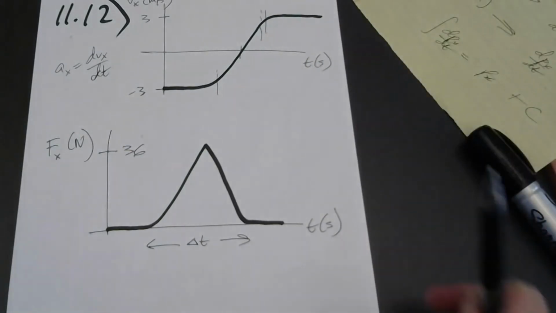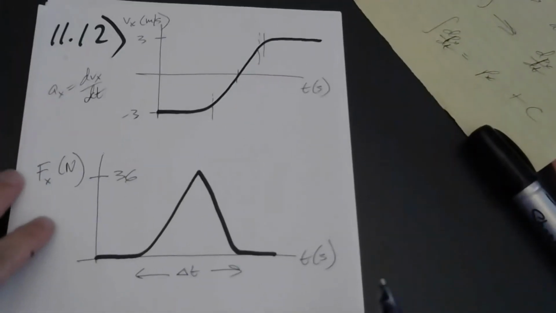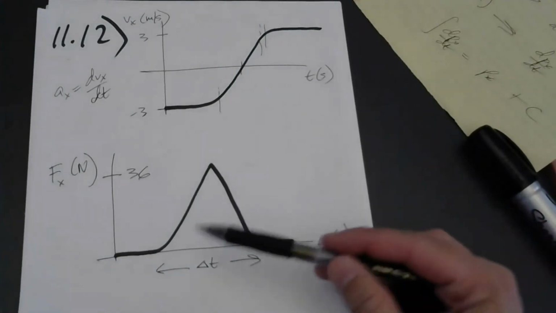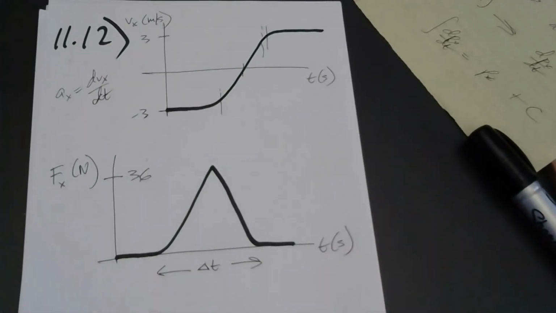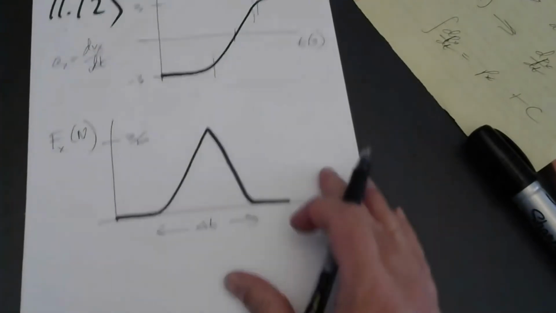Now, a moment ago, I was talking about how you can replace the area under the F versus t curve with an equivalent rectangle. Here, we don't actually need to do that because a triangle is a very simple shape for which we know the area, 1/2 base times height. So let's use that to calculate delta t. That's what they're asking for.